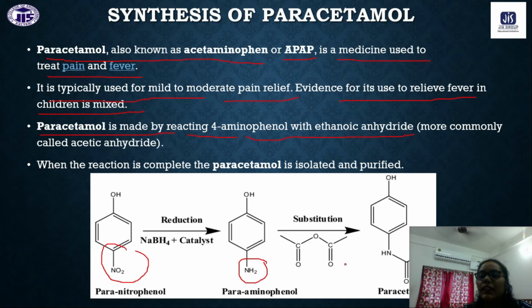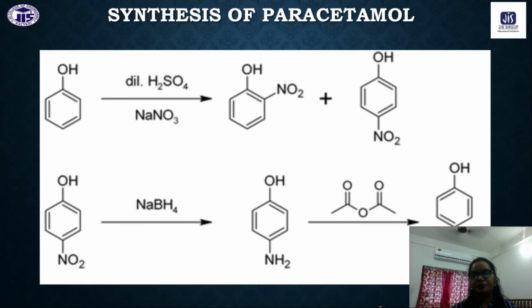Ethanoic anhydride, more commonly called acetic anhydride. When the reaction is complete, the paracetamol is isolated. After we have the complete synthesis of the paracetamol, we have to purify it, because many undesired products are also formed. So after formation of the paracetamol, we should isolate it from the other undesired products and also purify it.